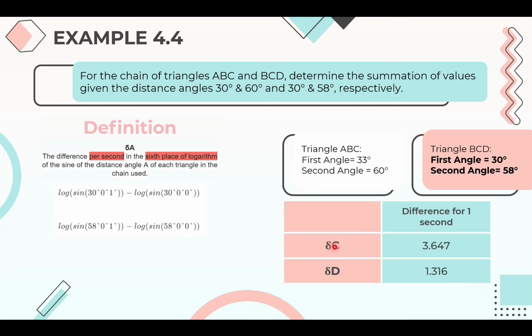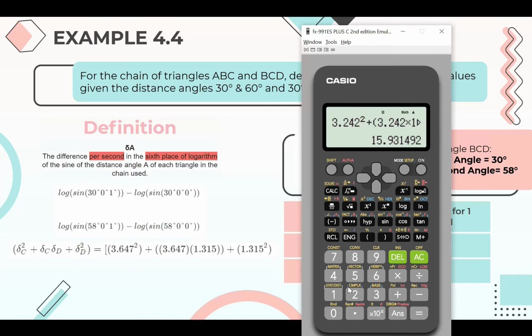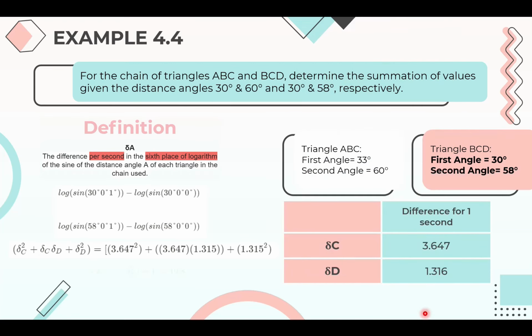So, we have delta C and delta D. What do we do next? We input this in our formula. Delta C squared plus delta C, delta D plus delta D squared. So, we will input that in our calculators. So, it says 19.8 daw. Okay, we're correct again. So, now we have our second value.